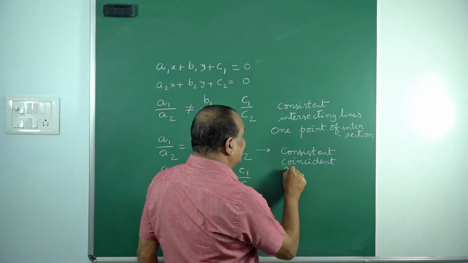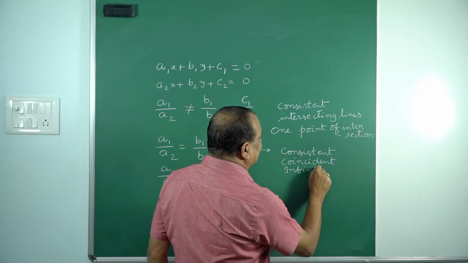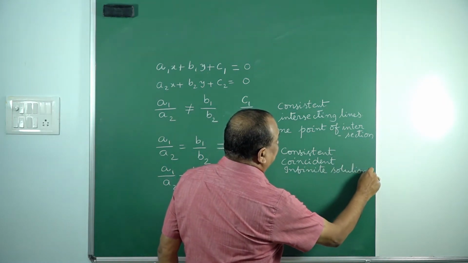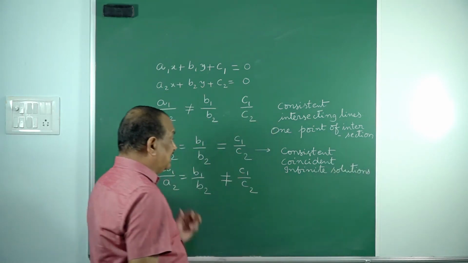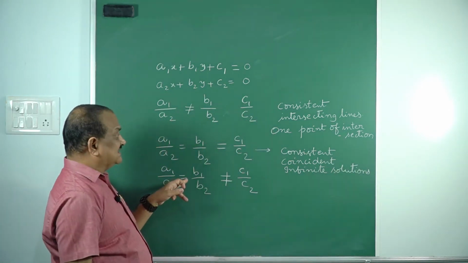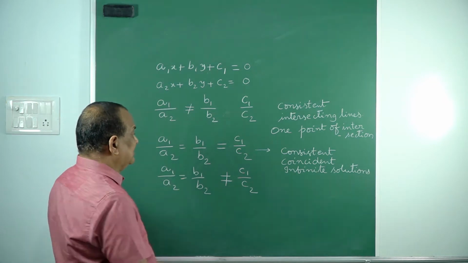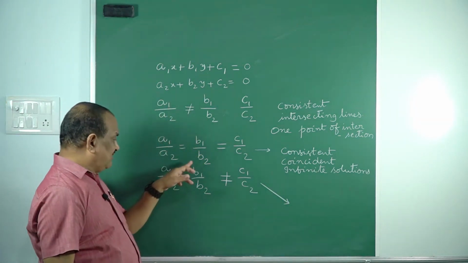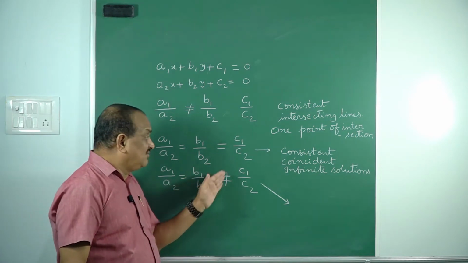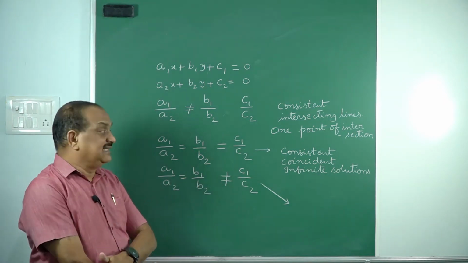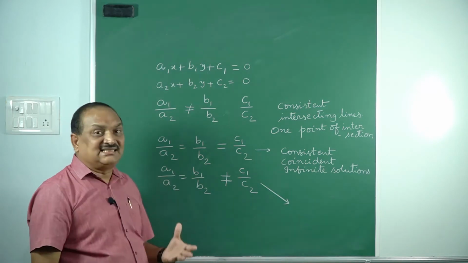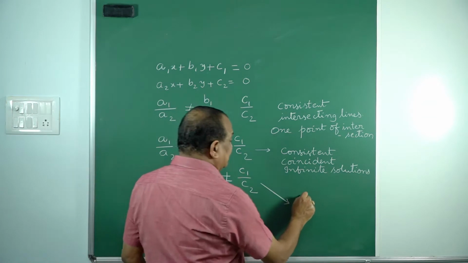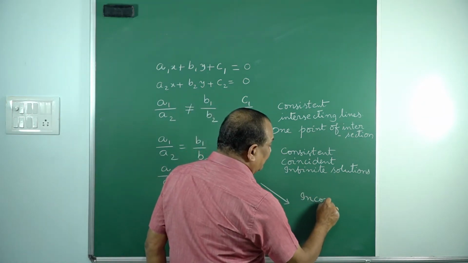And there are infinite solutions for that, because all the points are common. You can call them infinite solutions. But look at this case. What happened here is A1 on A2 is equal to B1 on B2, but it's not equal to C1 by C2. Just now I said there is inconsistency here. There is inconsistency, and that's what I have to make a note of, inconsistent.